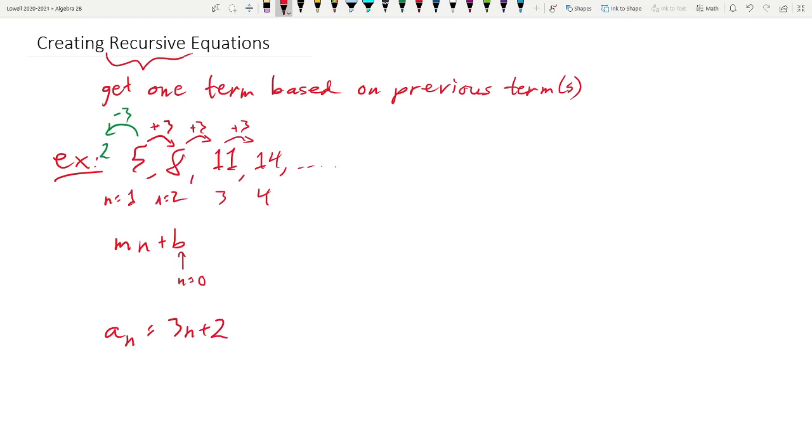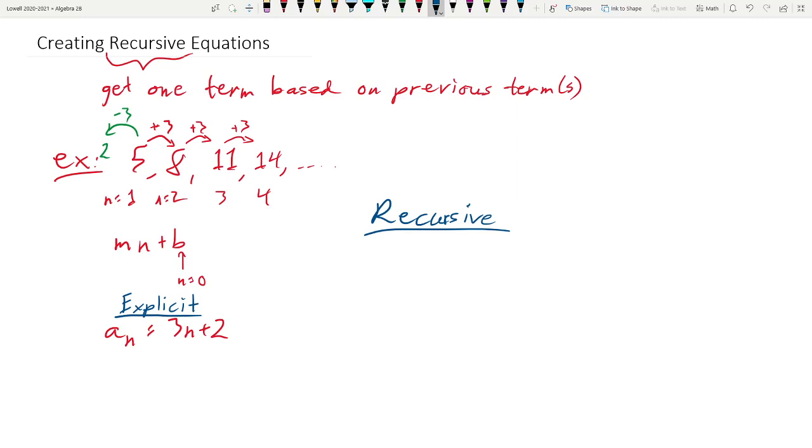Okay. So this is the explicit equation, but let's pretend I couldn't catch on to that equation. That's totally fine, because sometimes it's trickier than other times. So again, that's the explicit equation. You could find the 1000th term with just this equation, and you know that you're looking for the 1000th term. If I want to define the sequence recursively, well, I just need to point out how it grows. And we notice it's adding 3 each time. So how could I write that?